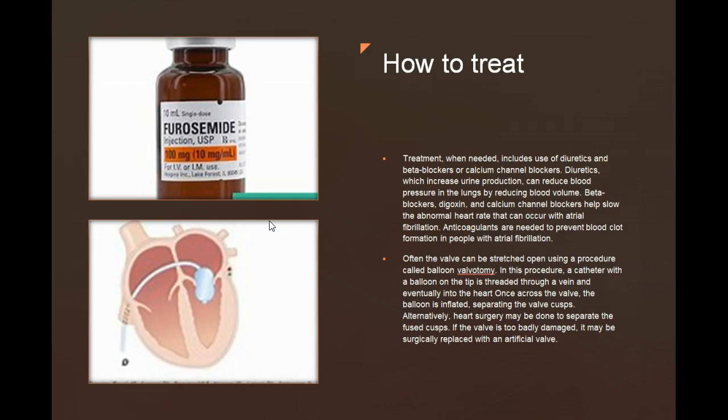It almost breaks them open again. You can also do a full-blown heart surgery if you had to go in to separate those fused cusps. And kind of the worst case scenario, if neither of those interventions worked, is they could go in, do an open heart surgery, and actually replace the valve, is the other option that we have. But you can see here on the left the balloon valvotomy and the procedure that they do to repair that.